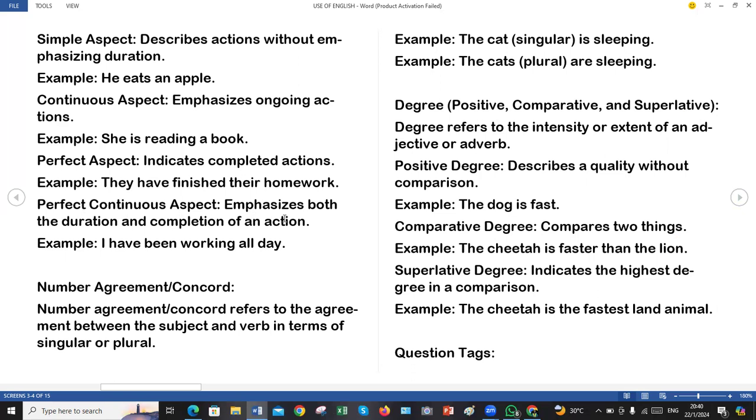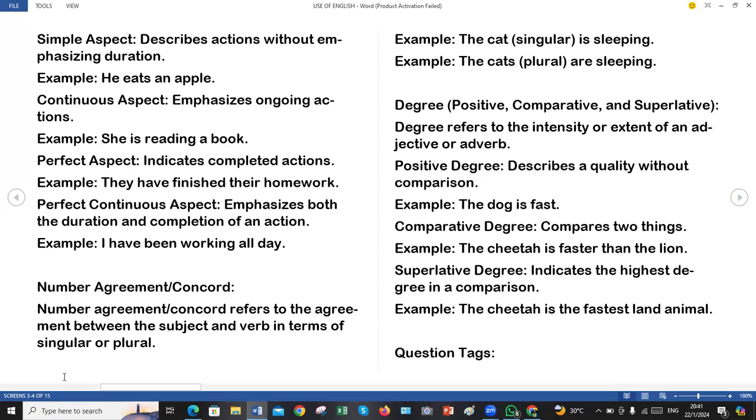Now, perfect continuous aspect emphasizing both the duration and completion of an action. I have been working all day. It still uses have, but it shows the duration. Okay, how long were you working? I have been working all day.